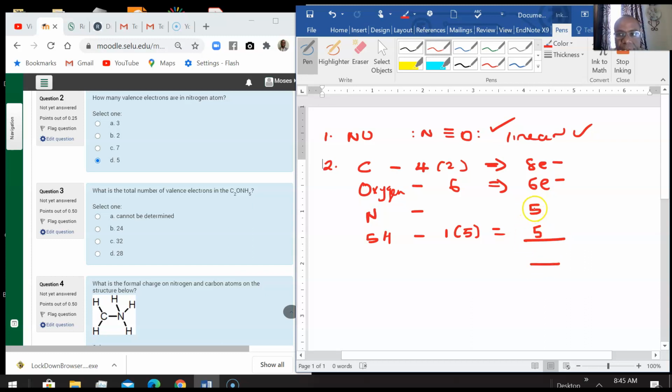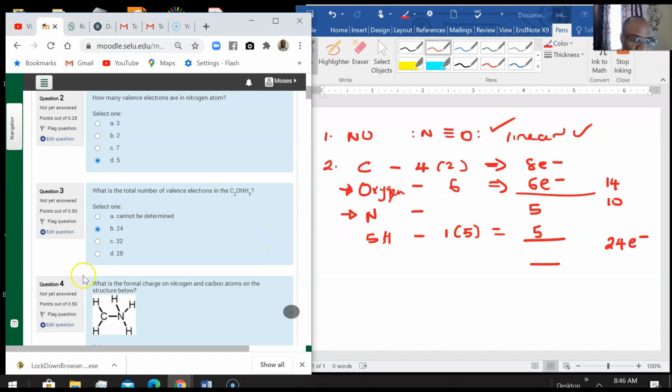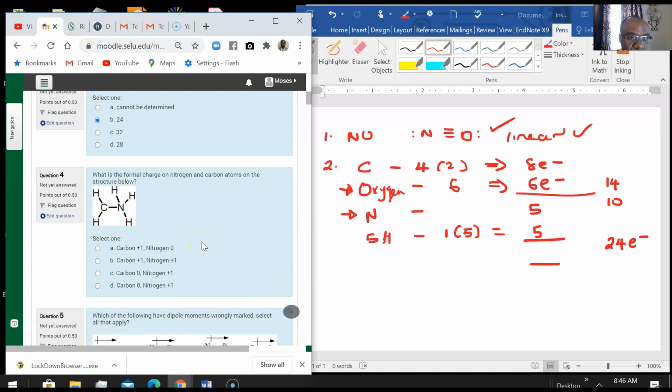Okay, so what will be the answer? So it's 14 and 10. The answer is 24 valence electrons. 8 from the carbons, 6 from the oxygen, that makes 14. 5 from the nitrogen, 19, and then plus 5 you get 24.